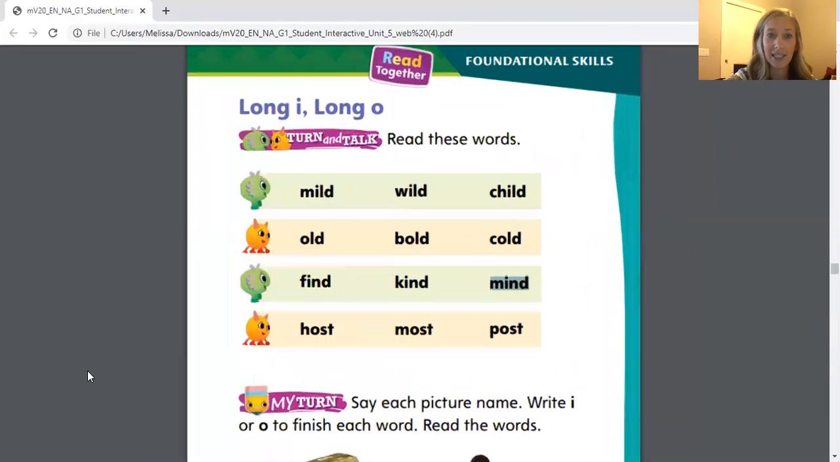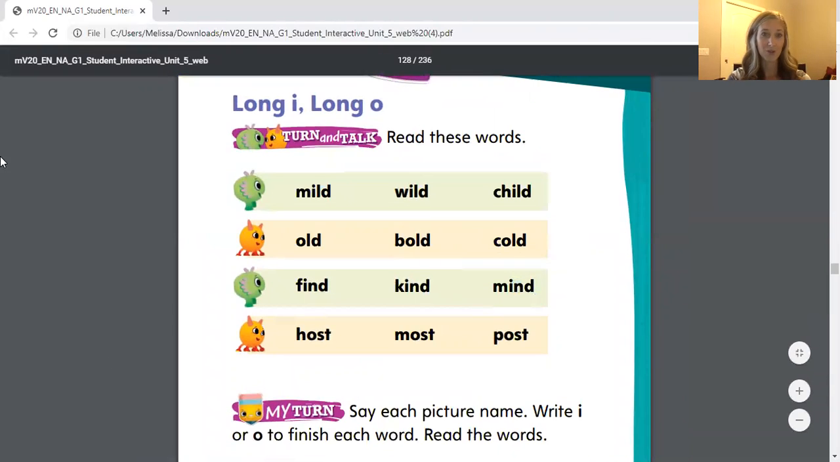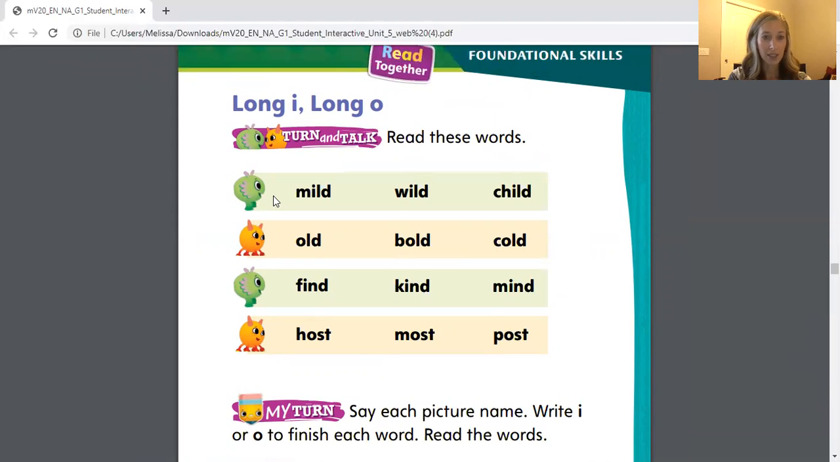On the next page, we need to read these long I and long O words. You should practice reading them at home too, but I will read them to you. Remember, each of these words either makes the long I sound or the long O sound. So on the lines that look kind of purple, these words make the long I sound. And on the lines that look like a light pink, those words make the long O sound. Mild, wild, child, old, bold, cold, find, kind, mind, host, most, post.